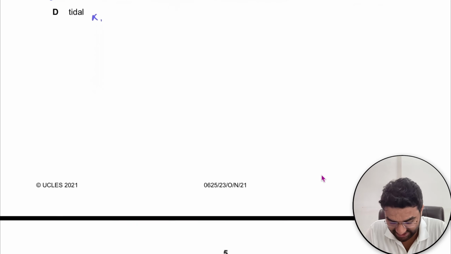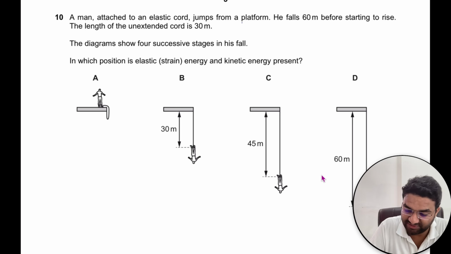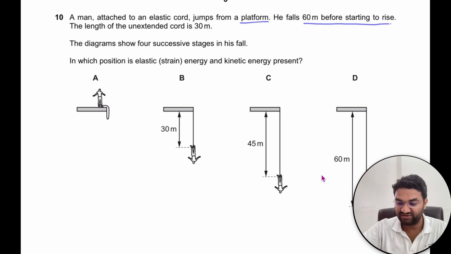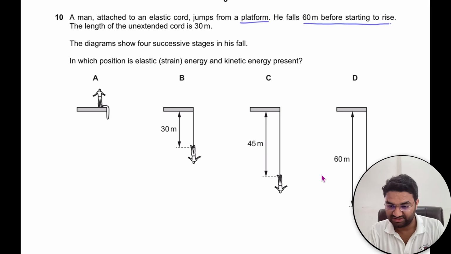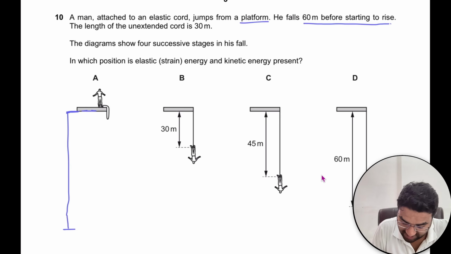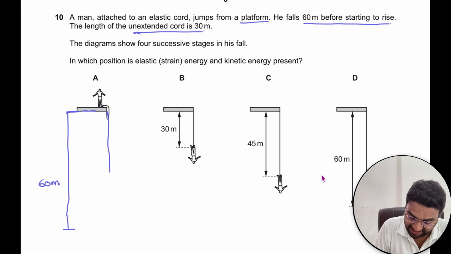Okay. Then the next one, a man attached to an elastic cord jumps from the platform. He falls 60 meters before starting to rise. Means he goes 60 meters downward. Okay, when he jumps. Fine. So let's say this is the first diagram, I will explain it. It goes up to 60 meters. Then the length of the unextended cord is 30. Unextended is basically, let's say, just 30.